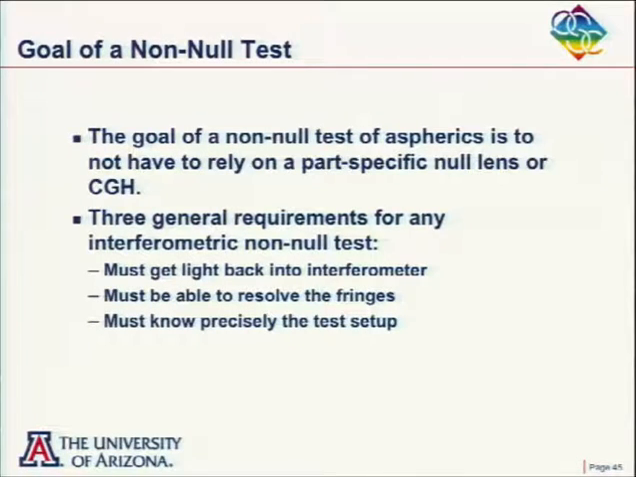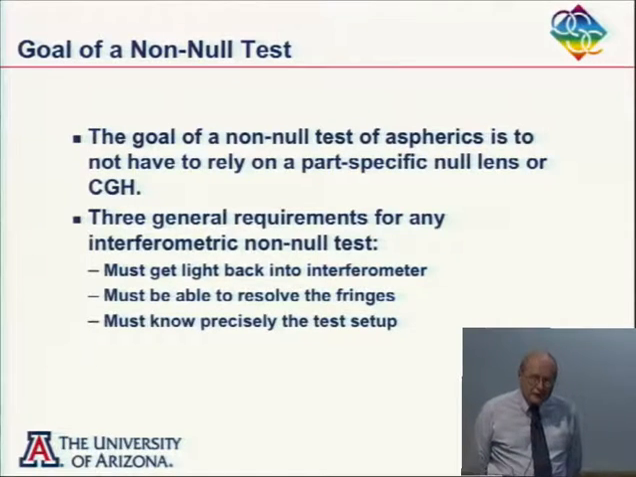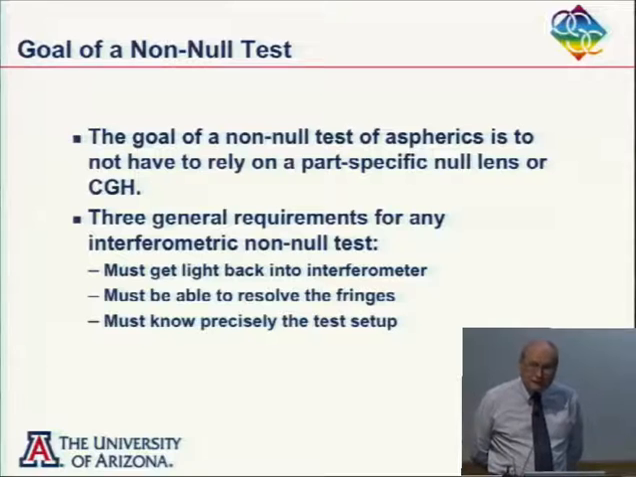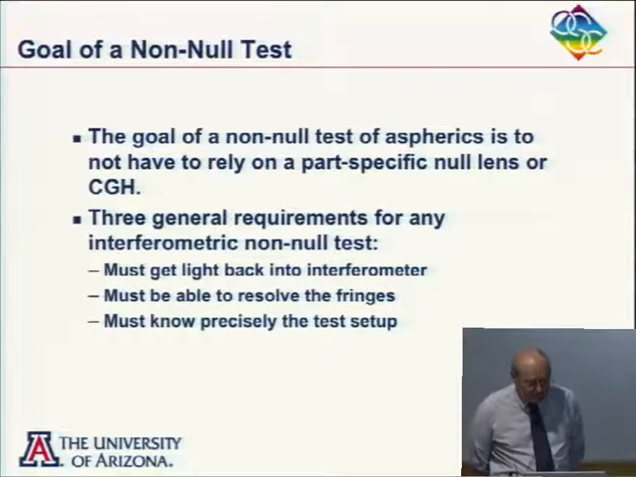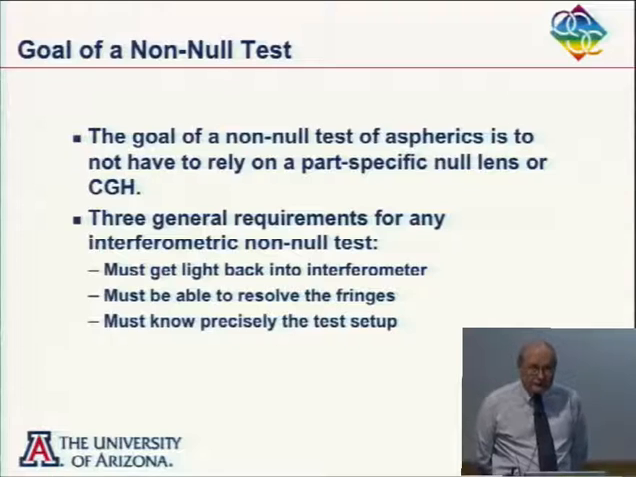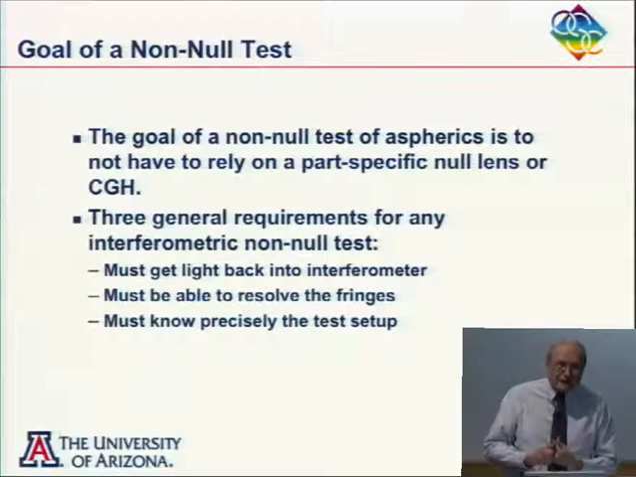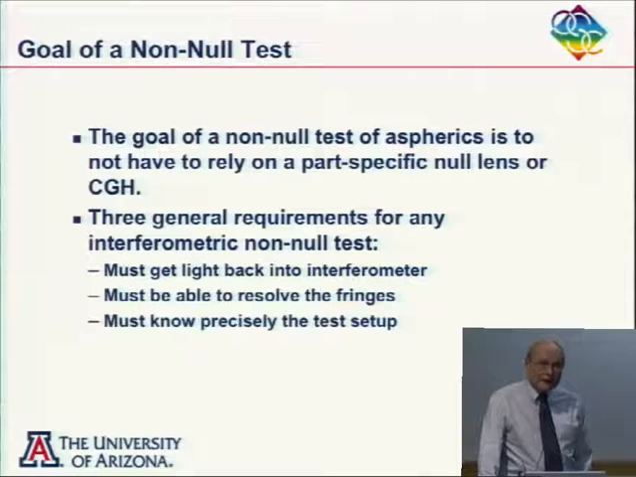So the goal here in a non-null test is that we won't have to rely upon some null optics, either conventional null optics or CGH, that are made just special for that particular asphere that we're testing. Now there are three general requirements for any interferometric non-null test. The first one, we must get the light back into the interferometer. Even if it's not an interferometer that we're doing, somehow we have to get the light back into the test setup. And sometimes the slopes of these aspheres are so large that the light will not go back into the test setup. So that's a fundamental problem.